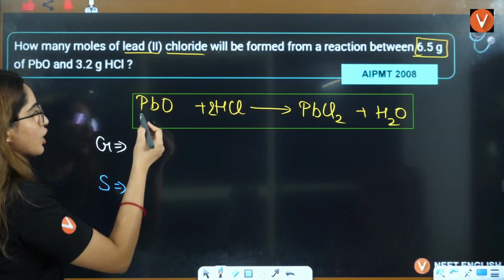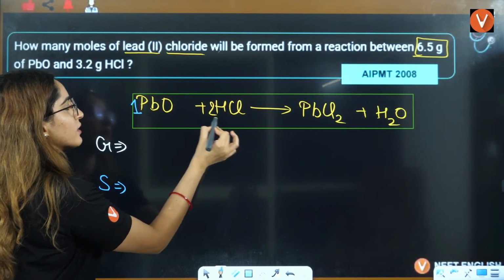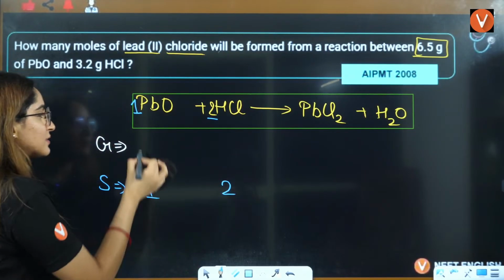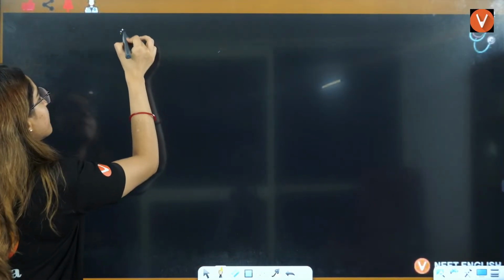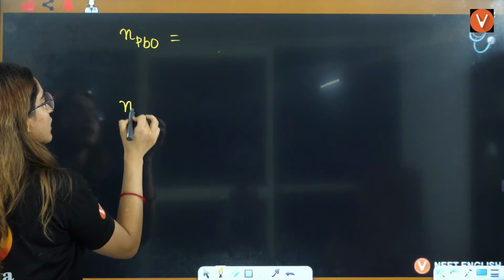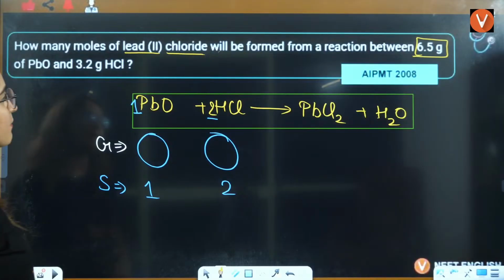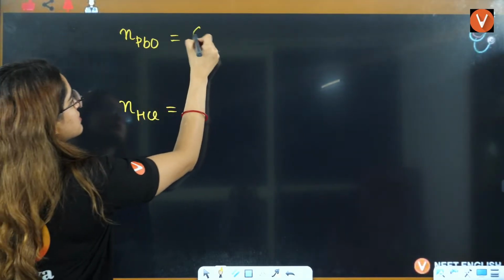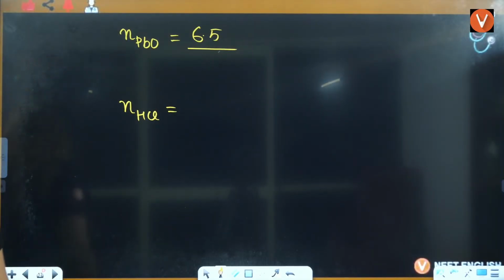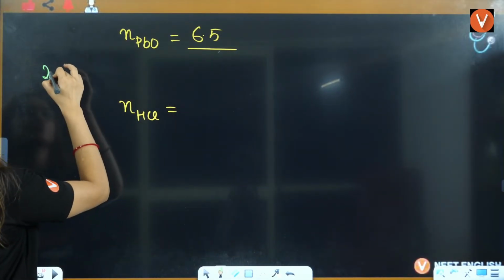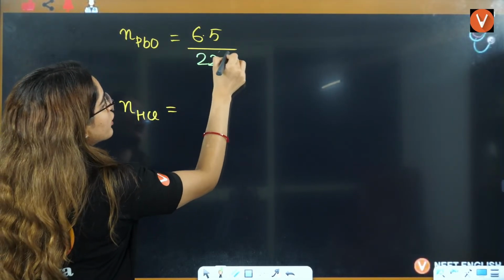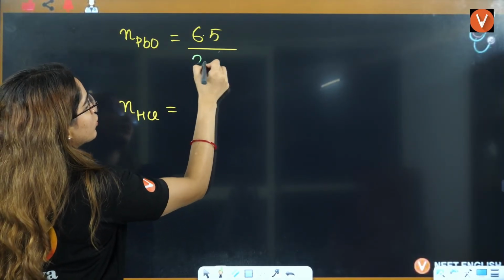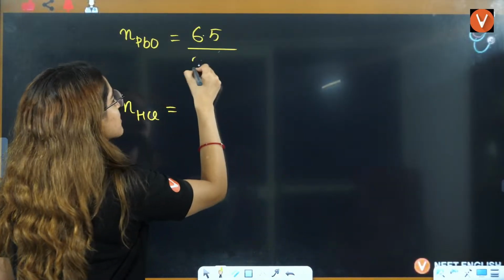Stoichiometry is already given to you. What is the stoichiometry? Here it is 1, here it is 2. This thing is blank, so let's find it out. Let's find the number of moles of PbO and the number of moles of HCl. Number of moles of PbO will be 6.5 divided by the mass of PbO. Oxygen is 16 and Pb is 207, plus 16, that is 223. So you can directly put 223 as the mass here.